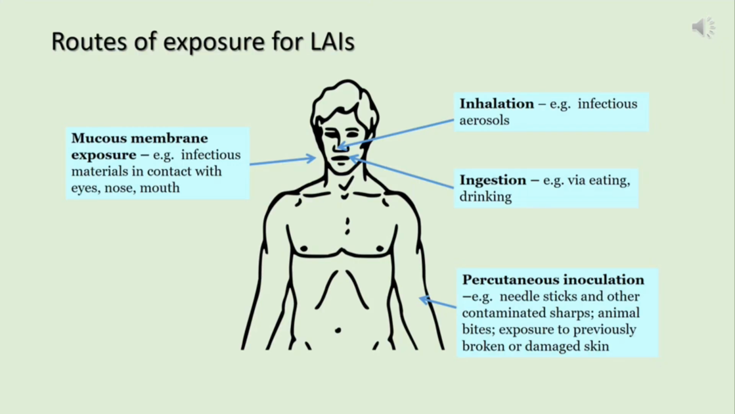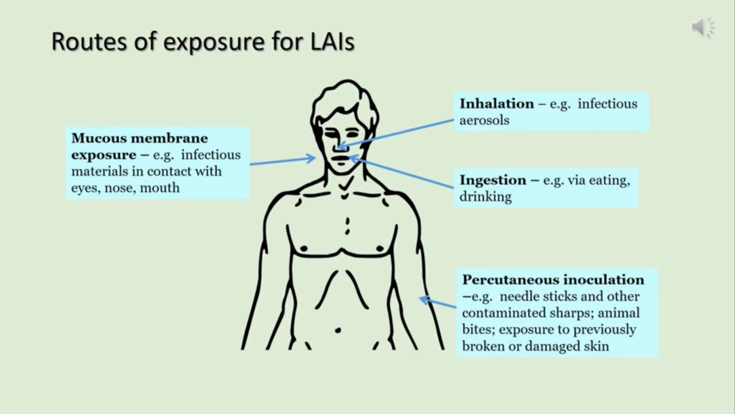Inhalation is easy to understand. It's the inhalation of infectious aerosols. Aerosols are tiny droplets which you can't really see with your naked eyes, but they can deposit on your hands while you're working with biological agents, or you can inhale them as well. Ingestion is via eating or drinking. Let's say someone was working in the lab and didn't wash their hands properly before leaving the lab, and if the hands were contaminated and they proceeded to eat or drink, then these hazardous agents can get into your system. That is via ingestion.